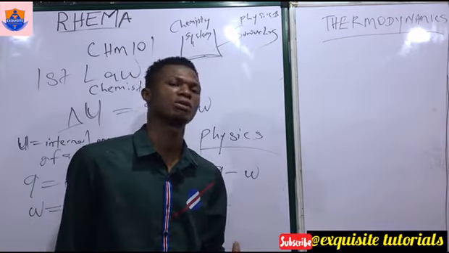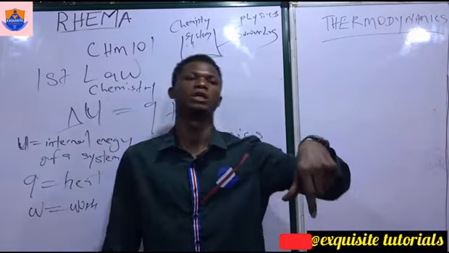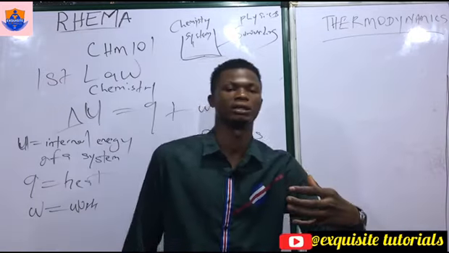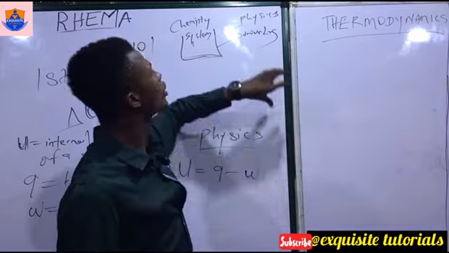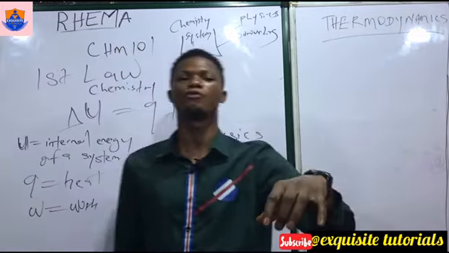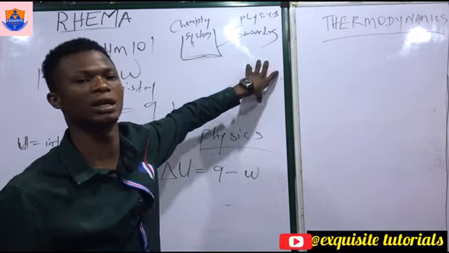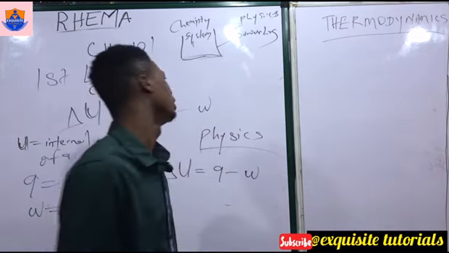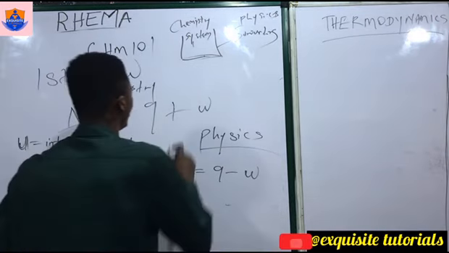Okay, let's say when you are studying chemistry, your point of view is the internal energy of the water that you are boiling on your gas cylinder. But when you are talking about physics, your point of view is the internal energy of the gas cylinder or the environment where you are boiling the water. Now, here is the formula for chemistry, and a different one for physics.